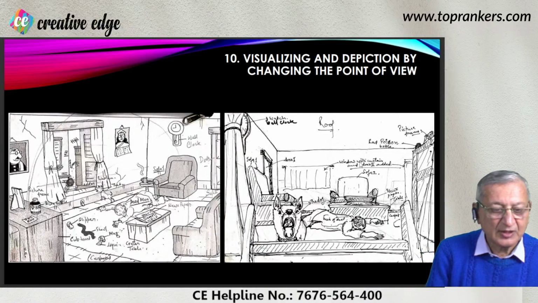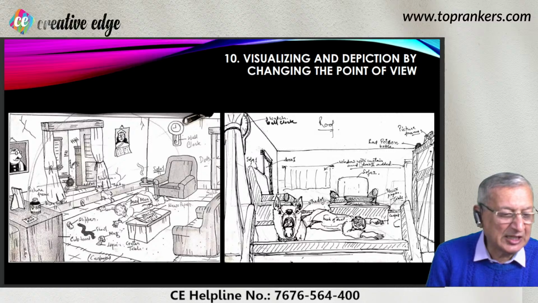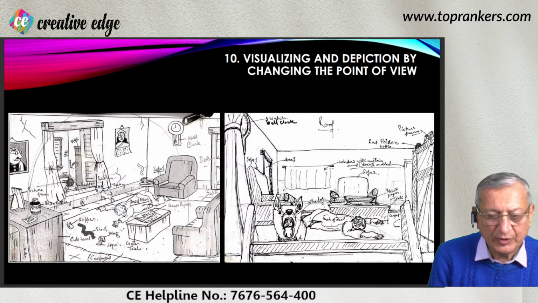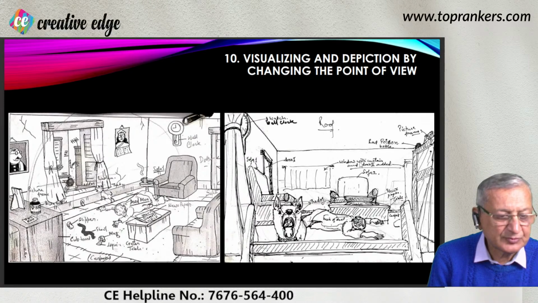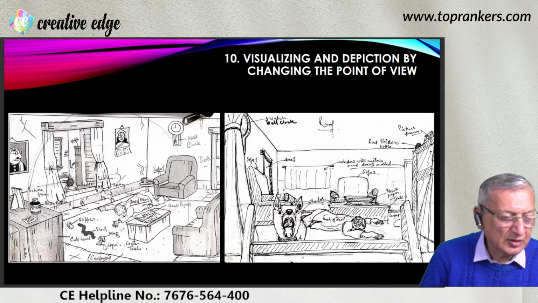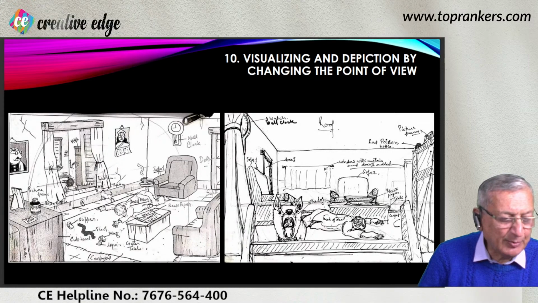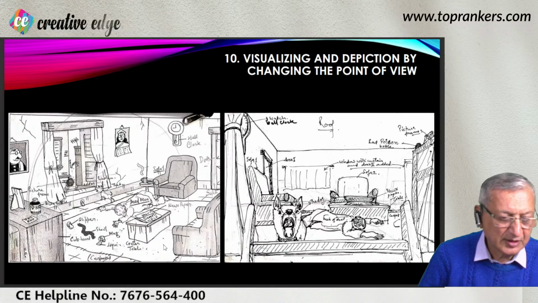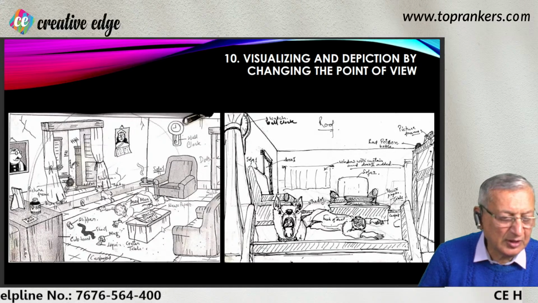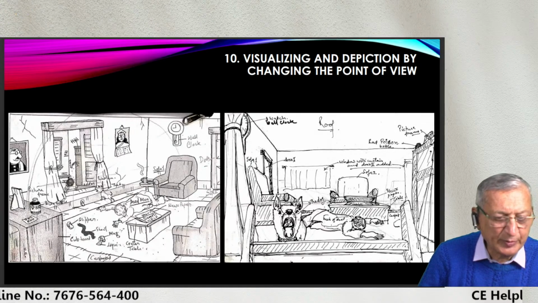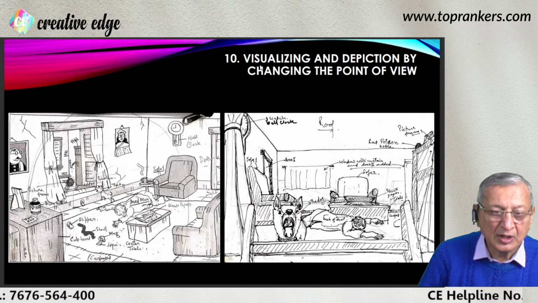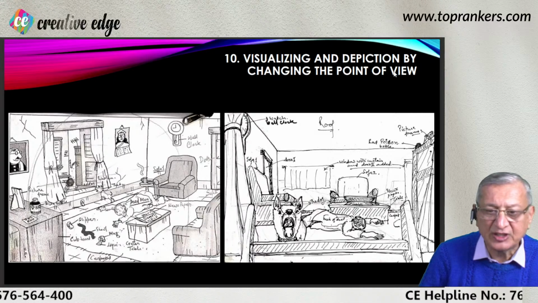Last but I think the most important, I am presenting you a real work from the year before last question. The question was like this, this was the sketch. The labeling is done by me, okay? Because unless you label the things here, you may not be able to show them in your sketch. And this is the sketch, the visualizing and depiction by changing the point of view.